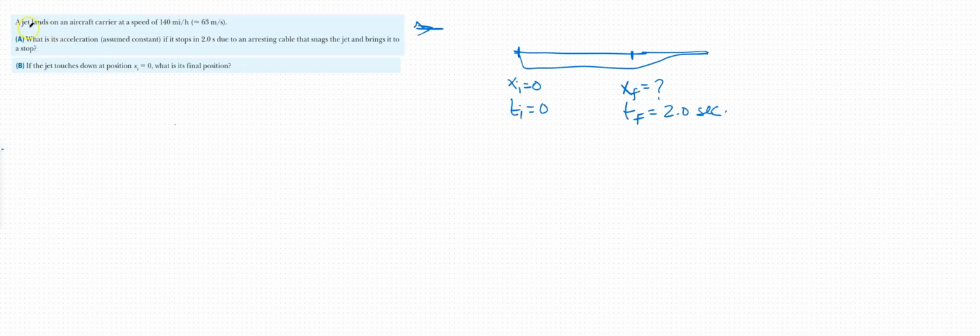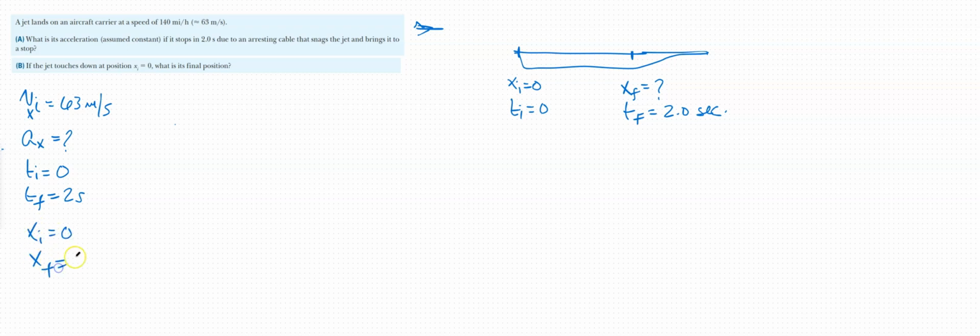So we have this problem. A jet lands on an aircraft carrier at this speed. We write it down: initial velocity in x is 63 meters per second. They're asking what is the acceleration, so we don't know it, if it stops in 2 seconds. So we're going to assume initial time is 0, final time is 2 seconds, because there's an arresting cable. And then if the jet touches down at initial position equal to 0, what is the final position?